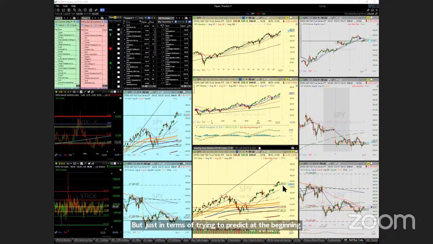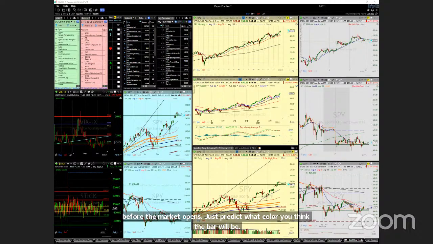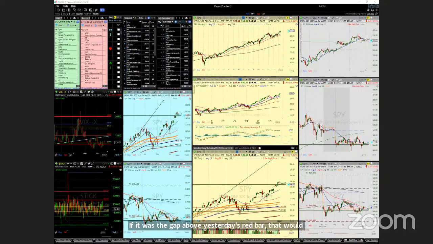Just predict what color you think the bar will be at the start of the day, before the market opens. Yeah, I don't know, it might be helpful. I prefer it to be more of, hey, that's in an uptrend. If it was the gap above yesterday's red bar, that would be positive. If it moves down lower... And it just leads to that systematic thought process.